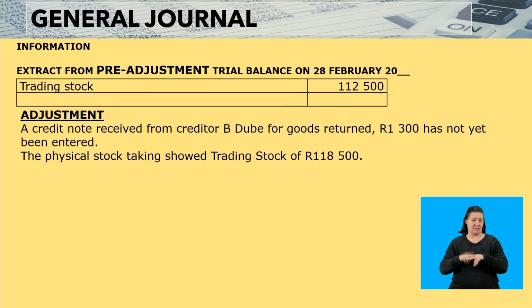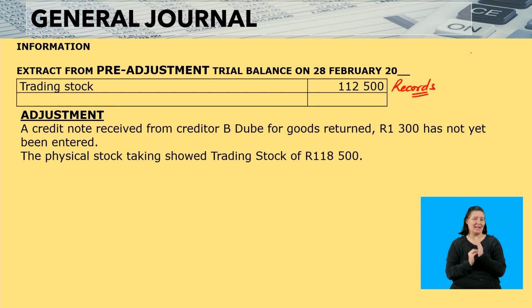And trading stock is 112,500. Remember, this is the trading stock according to our records. The adjustment then reads, a credit note received from a creditor, B. Dube, for goods returned 1,300 has not yet been entered.